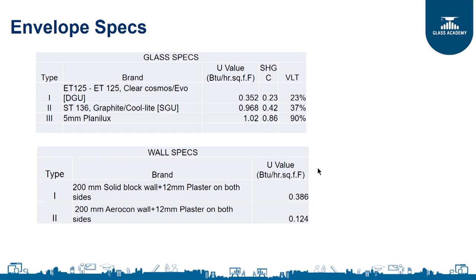a lower SHGC and a higher VLT. So we want both, the best of both, right? So now that's not possible humanly, right? You cannot have both parameters favorably poised.